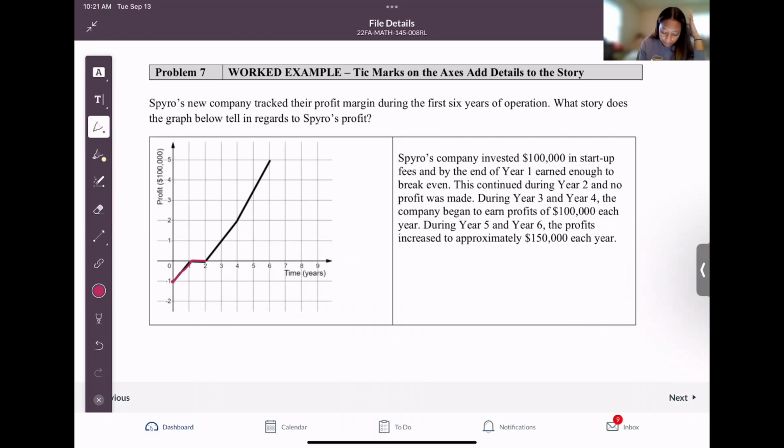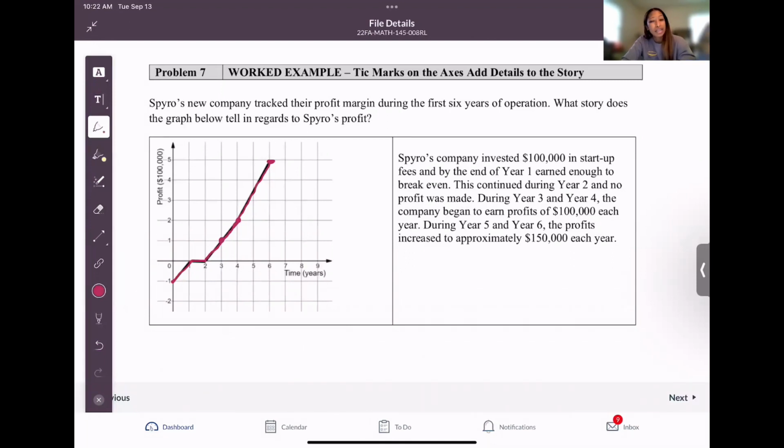And then if we look at what's happening on the next line segment, from years 2 to 4, so in the 3rd and 4th year, life's great. He earns $100,000 in profit each year. For the 3rd year, he earns 100,000. And then in the 4th year, he earns another 100,000. So now he's at 200,000. Okay. And then over years 5 and 6, he earns $150,000 per year and ends up after 6 years having a profit of $500,000.